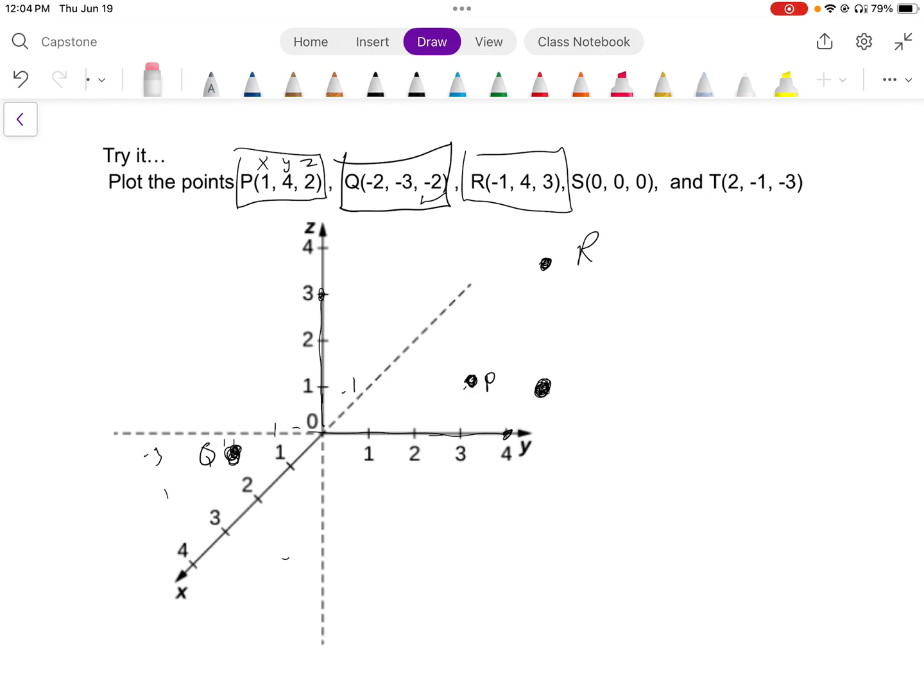If you want to leave the boxes that you drew, that's fine. Got a lot of points going on here. R is right there. S is 0, 0, 0. That's the origin. That's the easiest one. Thank you, Mr. McTavish. Point T is 2, -1, -3. Pause it, try it. 2, it's right here. -1, right here. -3, down 3.